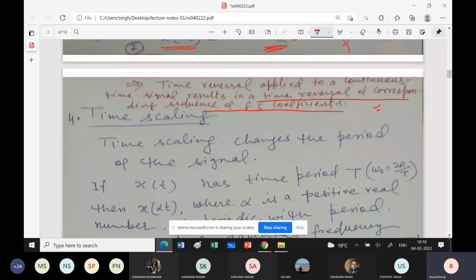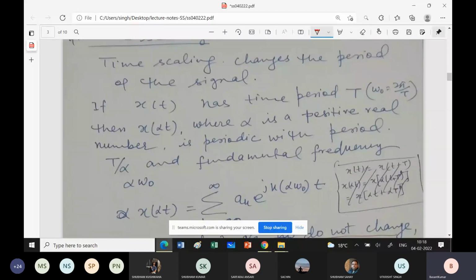Then time scaling. Time scaling changes the period. Now, what you can do is take some problem, do time scaling, then try to represent the time scale version of the signal in the form of Fourier series, and then you can observe. You can make a comparison with the original signal. So this is how they have come to some observations. So the time scaling changes the period of the signal. So this is one observation.